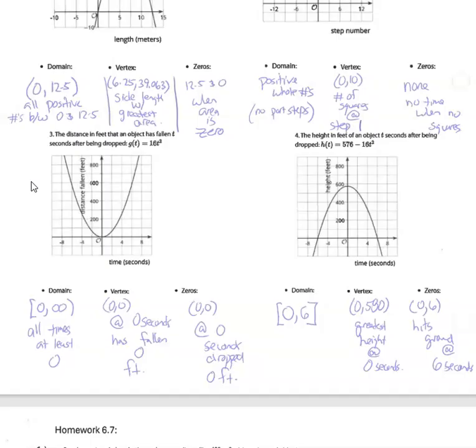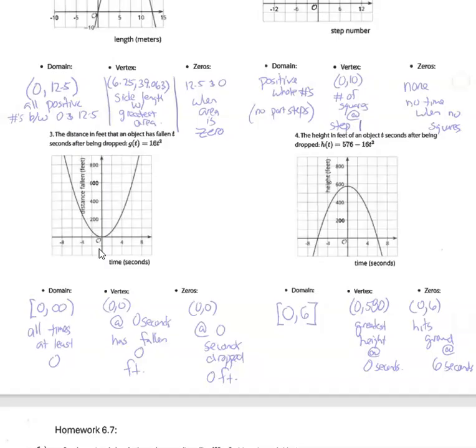Well, it starts at 0 seconds, and this one actually has an end. The end is when it hits the ground at 0 feet. So that is at 6 seconds. So it's going from 0 to 6 inclusive. Now the vertex, I was going based off the graph, and I thought it was (0, 580), but it's actually (0, 576). And that is either a minimum or a maximum. And since this is the highest point, it is going to be a maximum. It's saying that at 0 seconds, that's the highest it's ever going to be, and it's at 576 feet high.